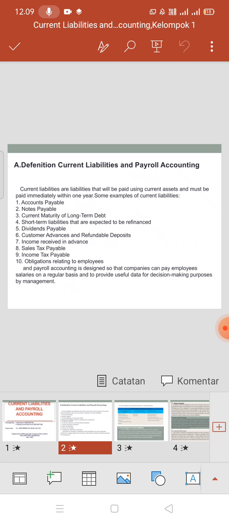Definition of current liabilities and payroll accounting. Current liabilities are liabilities that will be paid using current assets and must be paid within 1 year.